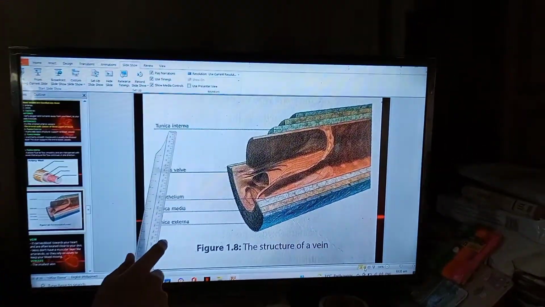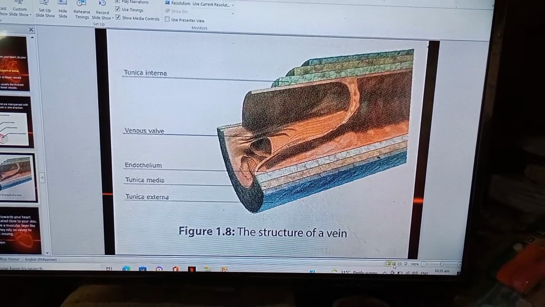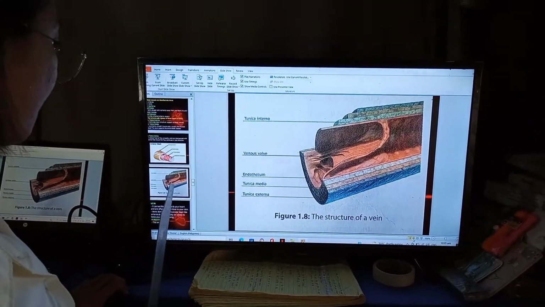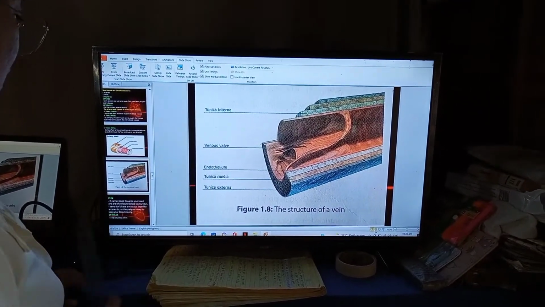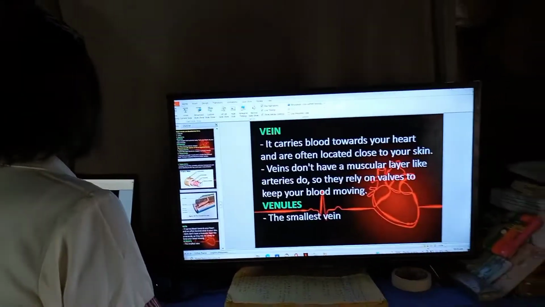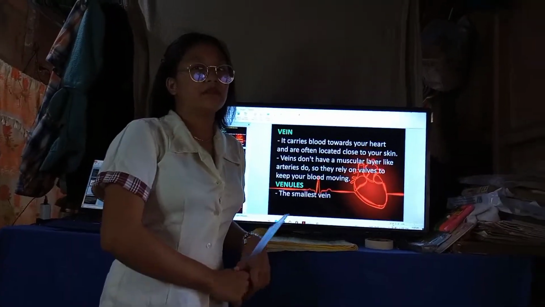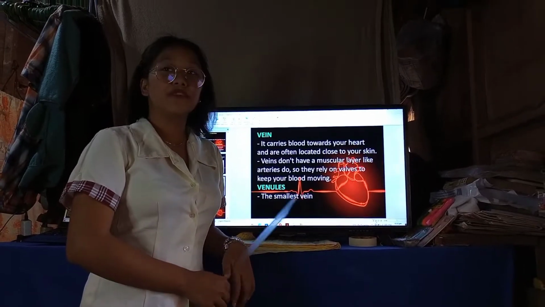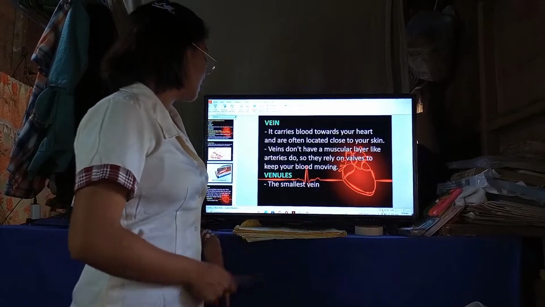So, the tunica externa has the same layer, but the difference is there is no venous valve or endothelium, but they are still the same. So, vein. Please explain the vein, Dane. Okay, thank you for that wonderful explanation, Dane. So that's right. So I will proceed to venules.